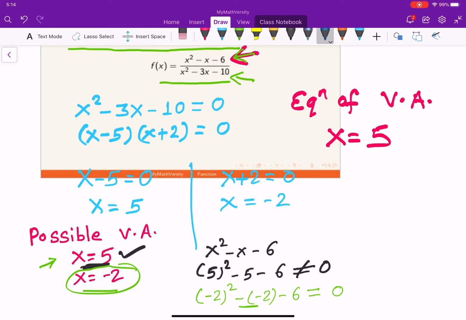Although this is not standard notation, you can say that x equal to 5 is the equation of the vertical asymptote, and that's the only vertical asymptote we have. You can check that by graphing this given function.